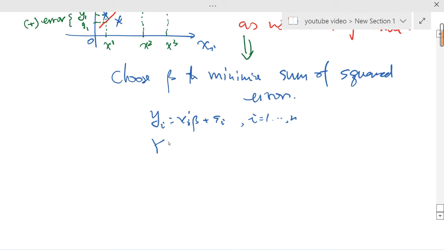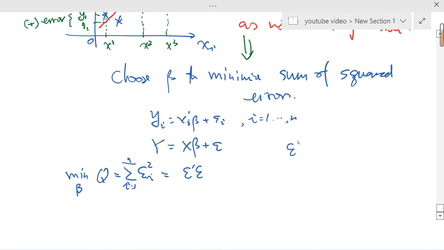Or in matrix form. The errors epsilon, square them, sum them up. So we want to actually minimize this quantity by choosing beta. Okay, so this is in matrix form. This is just epsilon prime times epsilon.